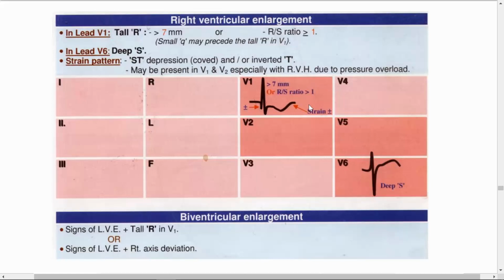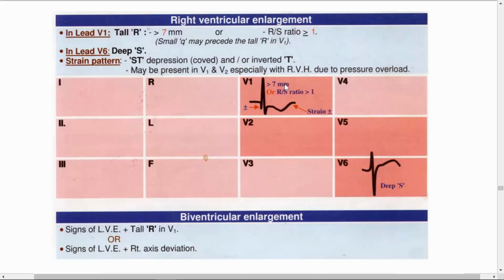There are many etiologies of tall R in V1. As we took before, what? Right bundle. Okay. The second here, RVH. The third, posterior infarction. Why posterior infarction?